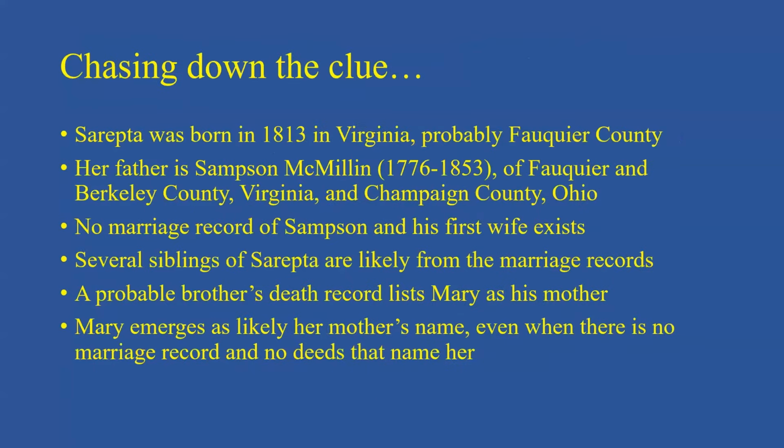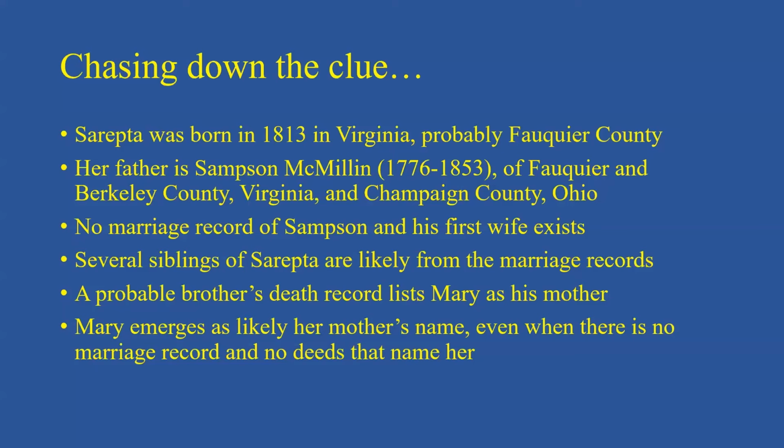Sarepta was born in 1813 in Virginia, probably Fauquier County. Her father's name is Sampson McMillan. But since there were no other sons, if there had been another son born, he probably would have been named Sampson. But they only had the one son. No marriage record of Sampson and his first wife exists, so we don't know the name of Sarepta's mother.